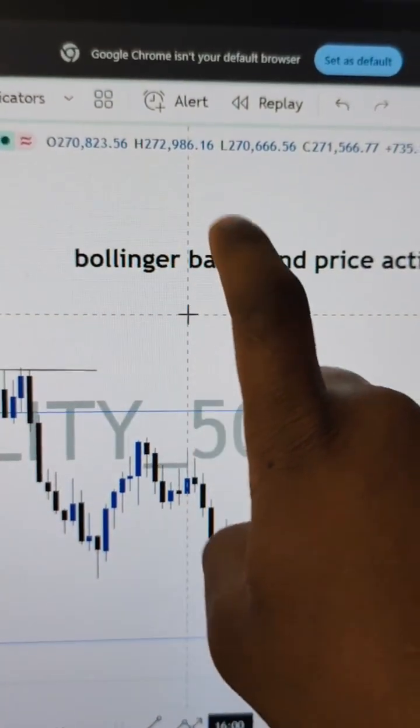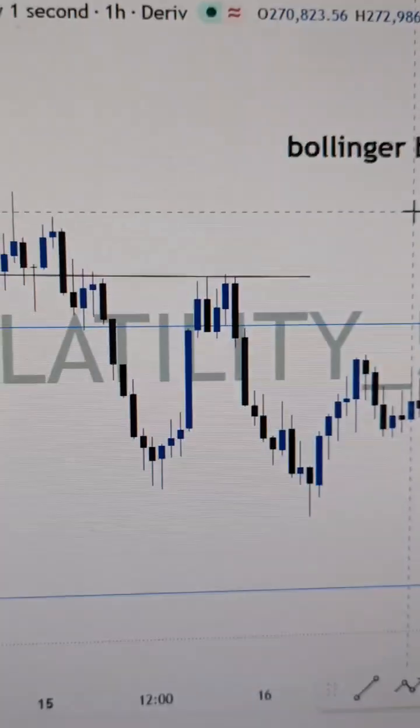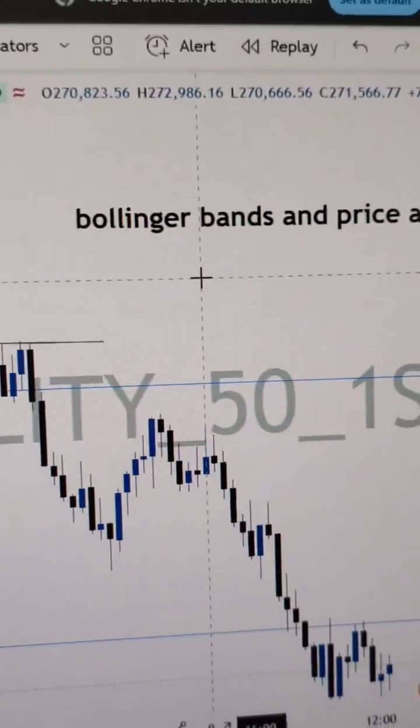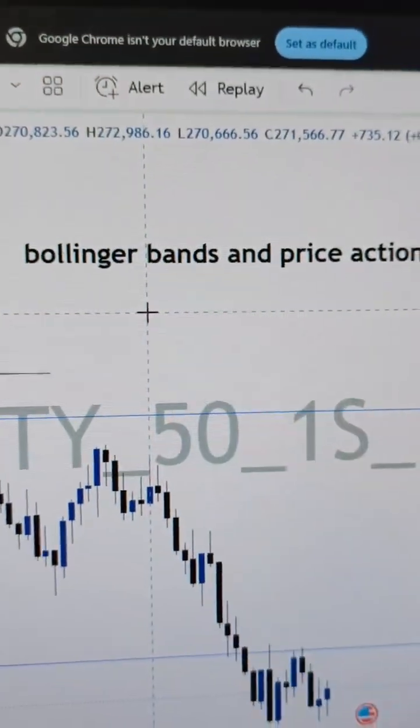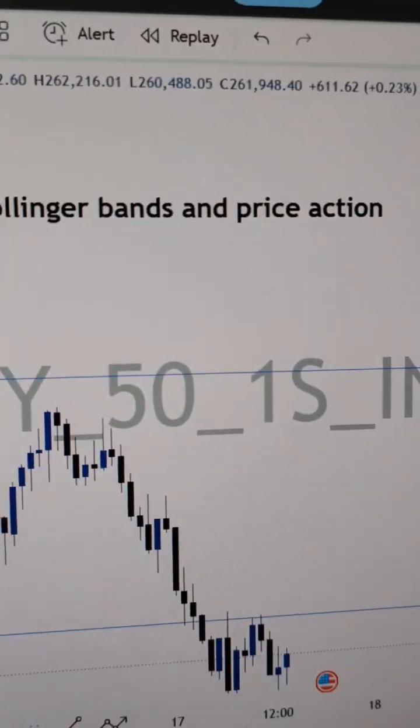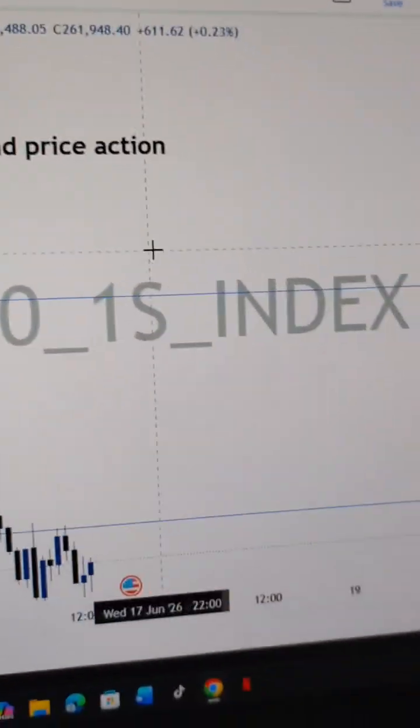How we can use Bollinger Bands and price action to get a pin entry. Okay, so this was a trade that was shared with the community, and I want us to see how we can use Bollinger Bands and price action at the same time. Now what you're going to do, I want us to have this setup.